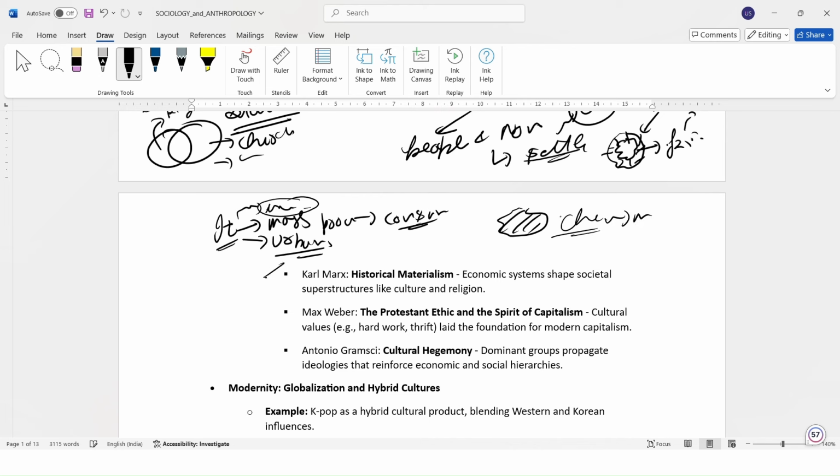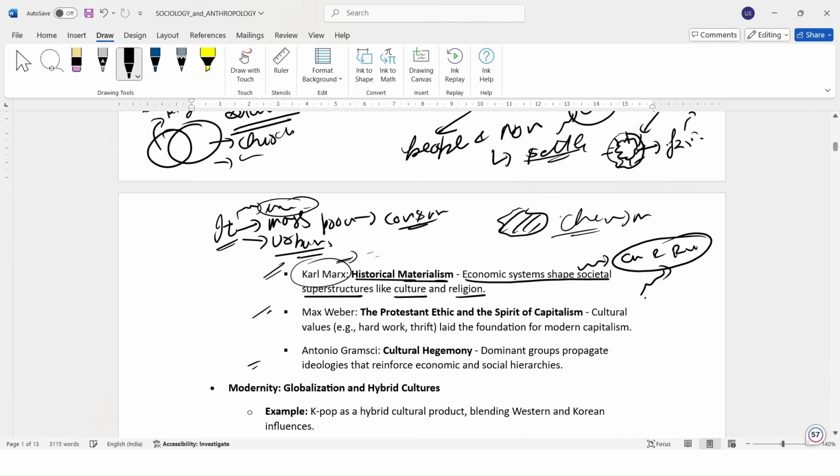You can see, I have mentioned a few theorists here. You can just read them. For example, Karl Marx, the famous thinker of communism, has historical materialism, that economic systems shape society's superstructures like culture and religion. So what he says is that culture and religion are in fact shaped by economic inequalities or economic systems. Meaning hegemony: the person who wants to maintain hegemony will try to twist the culture and religion in his favor.